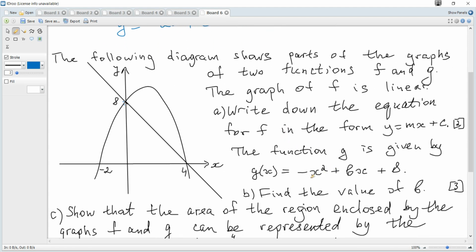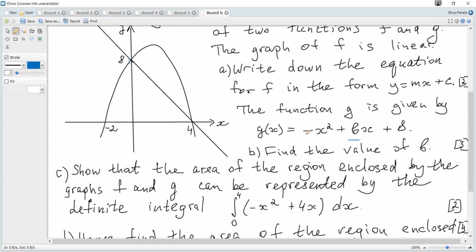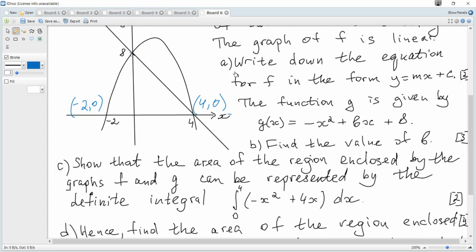The function g is given by g of x equals negative x squared plus bx plus 8. Question B: find the value of b. To find the unknown parameter, we need any point to substitute for x and y to get an equation to be solved for this unknown b. We need any point on the curve, and it can be negative 2, 0 or this one, 4, 0. So let's substitute for 4, 0.